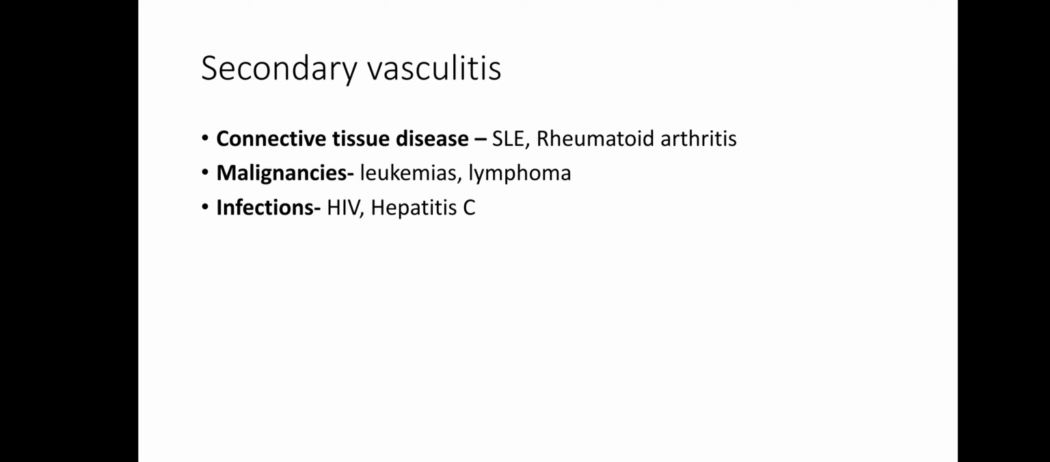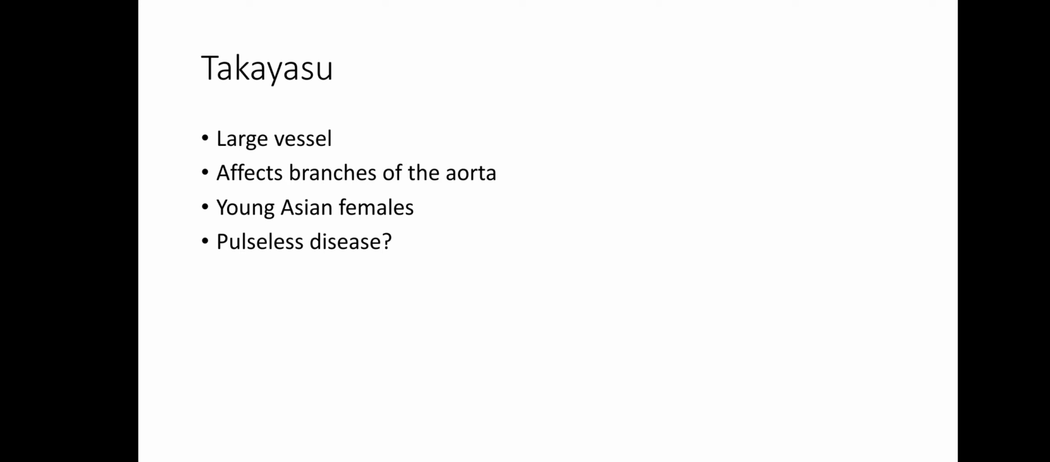So connective tissue diseases like SLE and rheumatoid arthritis are some of the big causes of vasculitis. We have malignancies like leukemias and lymphomas, and infections like HIV and hepatitis C, which can cause secondary vasculitis. As I said, we look a bit at the different primary vasculitis. So Takayasu, it's a large vessel vasculitis.